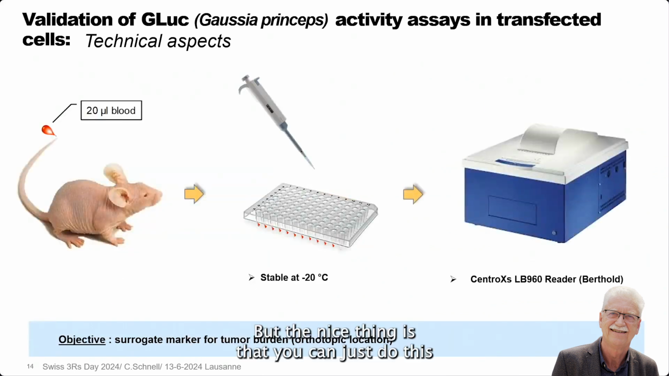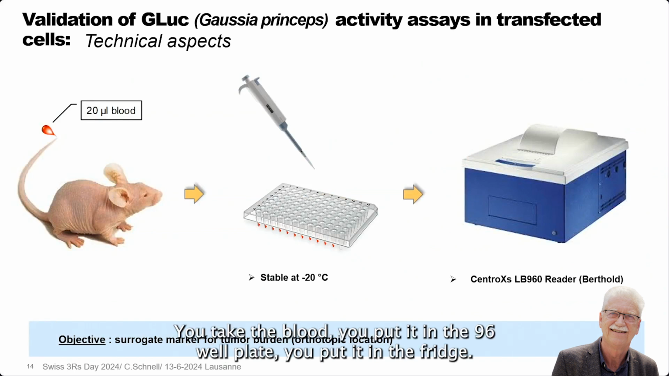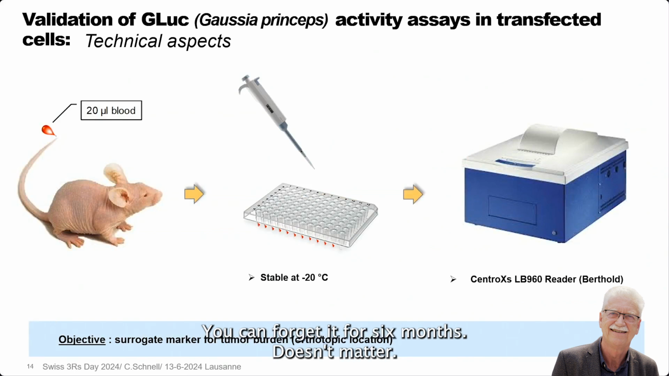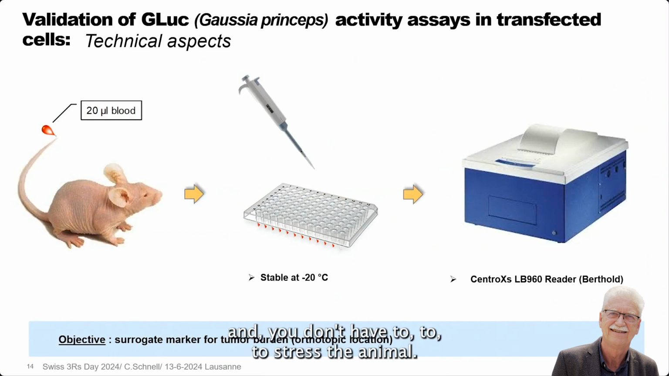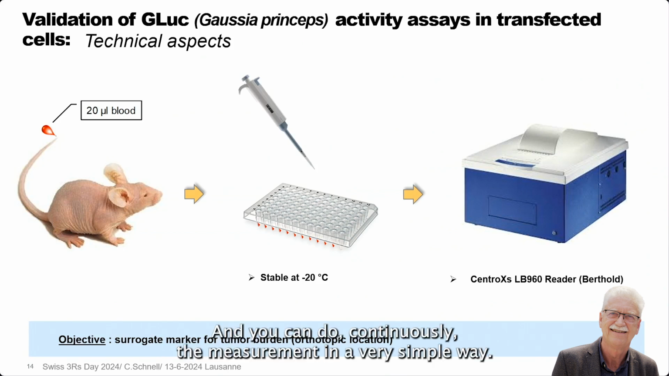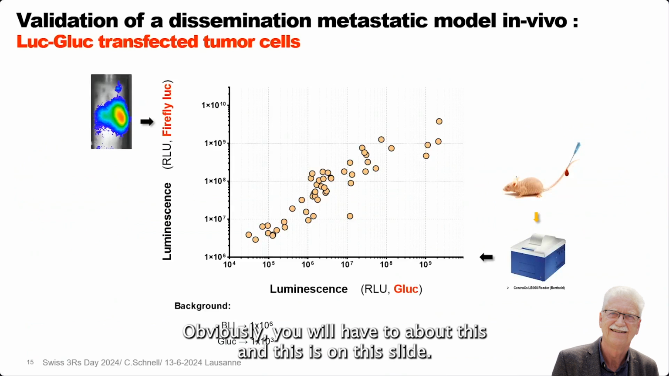But the nice thing is that you can do this from 20 microliters of blood, which you have taken from your mice. You take the blood, put it in a 96-well plate, put it in the fridge, and you can forget it for 6 months, it doesn't matter. After a while, you take it out, put it in this reader, and you have your signal. It's very simple, you don't have to stress the animal, and you can do the measurement continuously in a very simple way. Obviously, you will have to validate this, and this is on this slide.